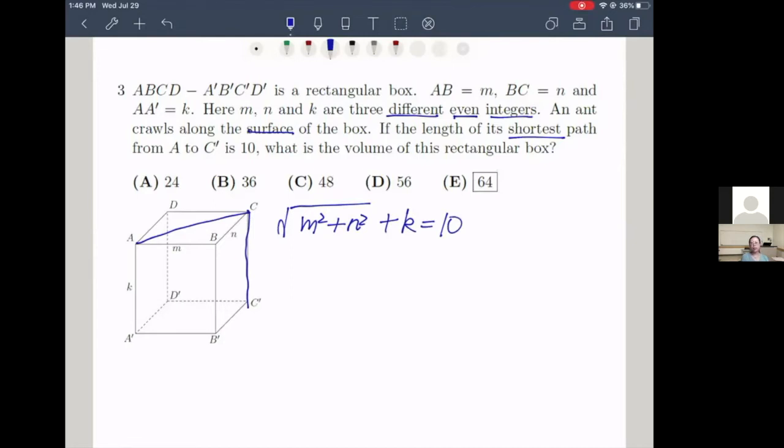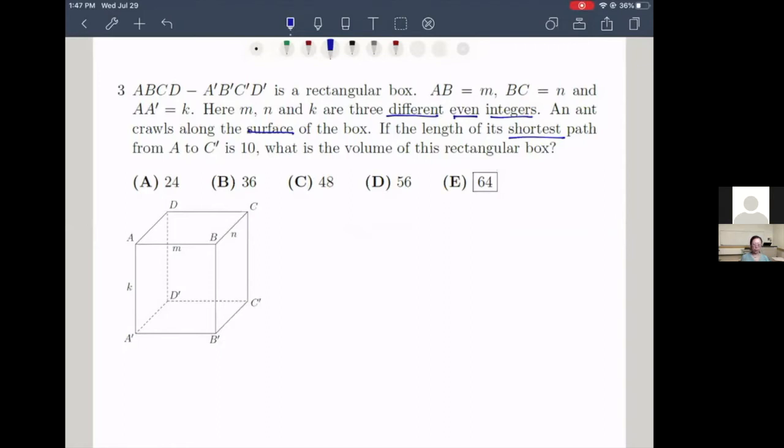If you try to solve it, you also notice that M and K need to be different even integers. You will not see a solution. And in fact, this is not the shortest path. To find the shortest path, we need to think about the fact that the ant is on the surfaces. And to find the shortest path, it is easier if everything is flat.